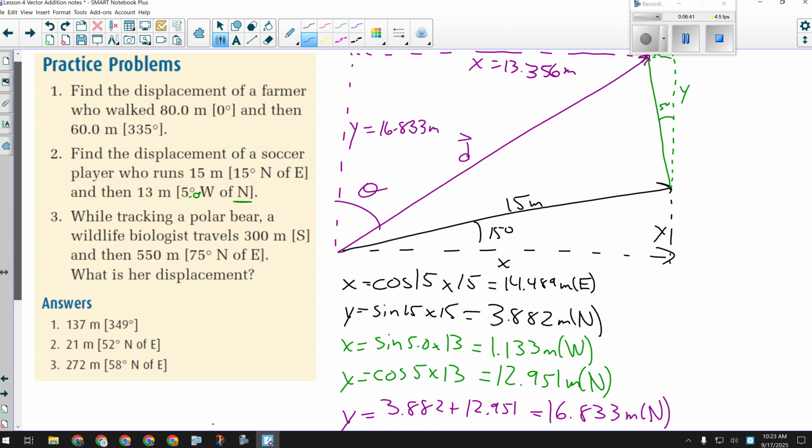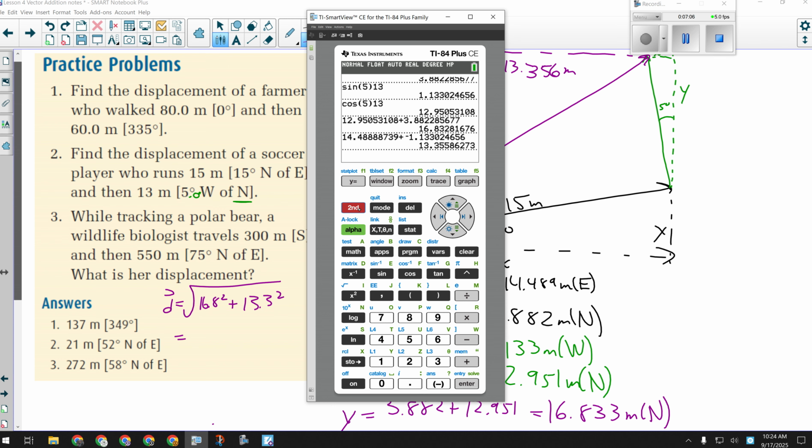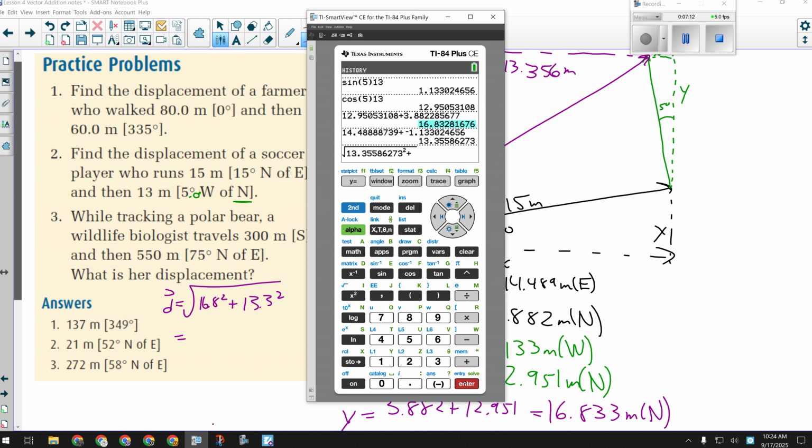Okay, what's my next step? Calculate the hypotenuse. So that will be the magnitude of my displacement. So magnitude of the displacement is going to be the 16.8 squared plus the 13.3 squared. Again, I'm not writing all of the decimals in, I'm just showing that that's my next step in the method. Okay, so square root of that one squared plus that one squared. Okay, so total displacement there, 21.487.